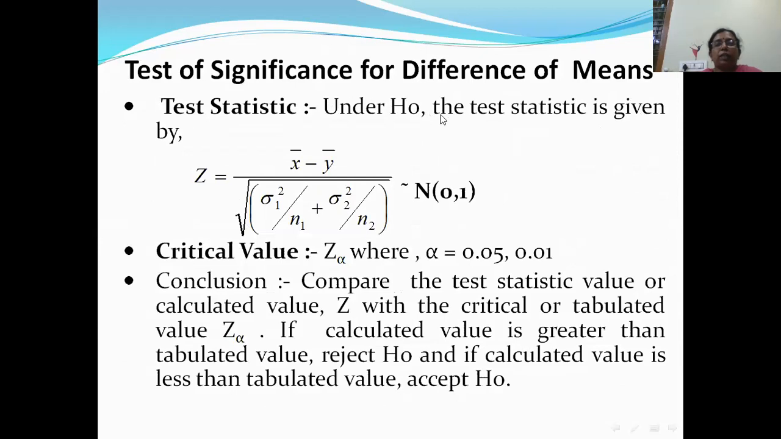Now the test statistic under H0 is given by Z equal to x bar minus y bar by root of sigma 1 square by n1 plus sigma 2 square by n2, which follows N(0,1). Then again you have to write the critical value Z alpha for alpha 5% or 1%. Then after that step, we have to write the conclusion. So compare this test statistic value or calculated value of Z with this table value Z alpha. If the calculated value is less than Z alpha, that is the table value, we accept H0. If the calculated value is greater than Z alpha, then we reject H0.